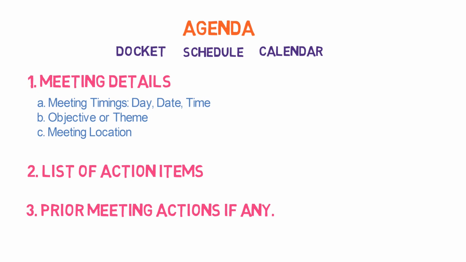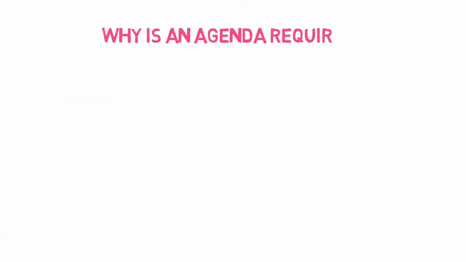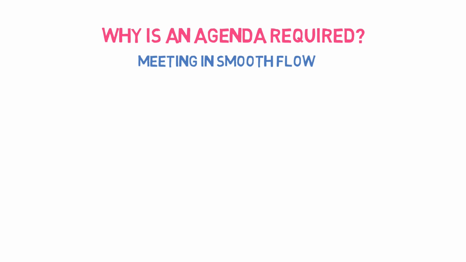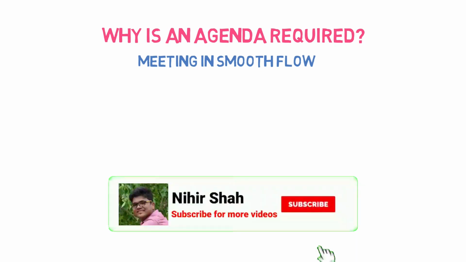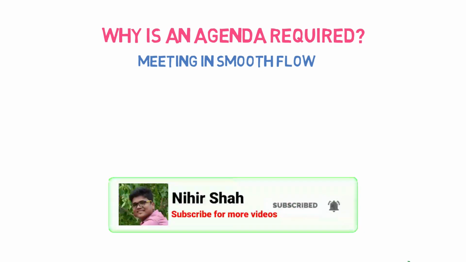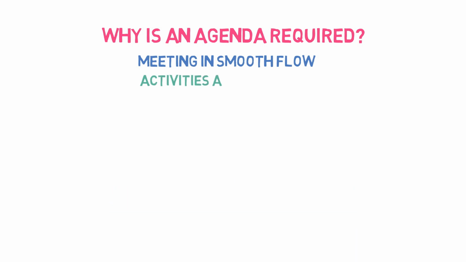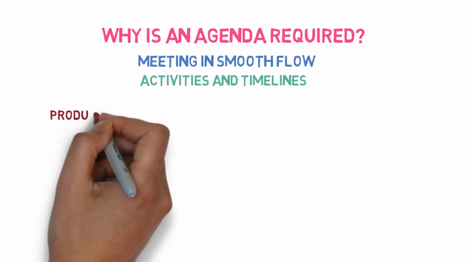Now that we have understood what a meeting agenda is and what it contains, let's understand why an agenda is required. The main motive behind creating the agenda is that the meeting should go in a smooth flow. For that to happen, the organizer or meeting host needs to clearly define the activities of all the participants along with the timeline.